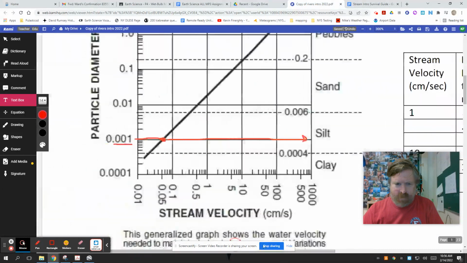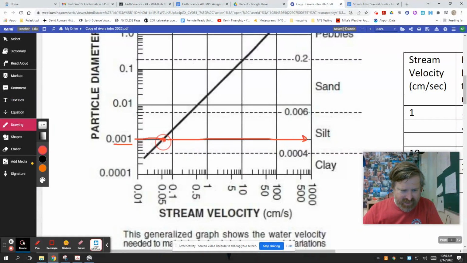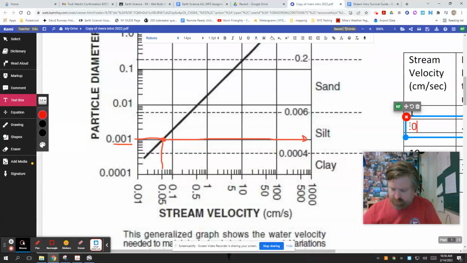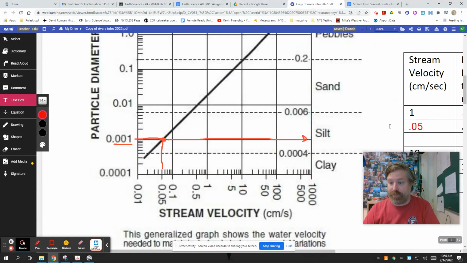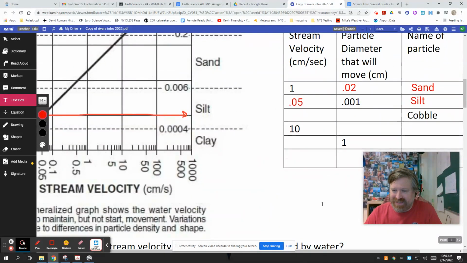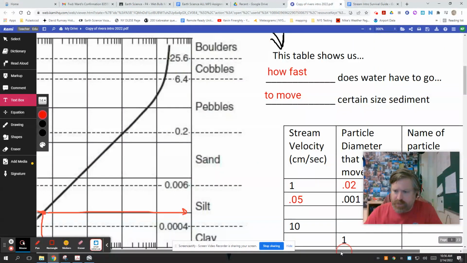And then the velocity, how fast does the water have to be going to move silt? Silt's pretty tiny, so not so fast. If we come down from there, it looks like it hits right about there at 0.05 centimeters per second. That's going pretty slow. Okay, that's going to be the idea on these things. That's how you do it.